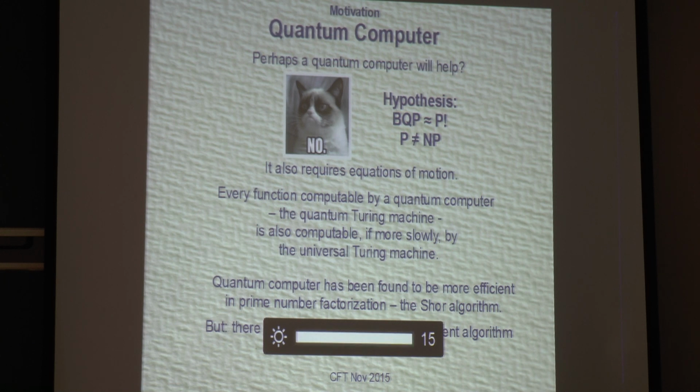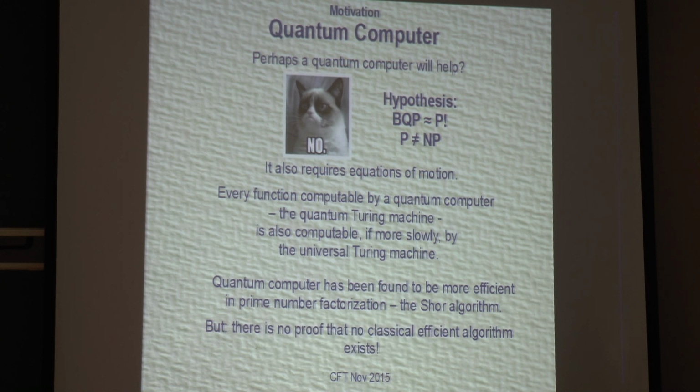So a natural question comes: perhaps a quantum computer would help in solving these difficult problems. And the answer is no, according to the current state of our knowledge. The hypothesis is that the class BQP is roughly equal to class P. Thus, the famous question whether class P equals class NP has a rather negative answer. And why is this so?